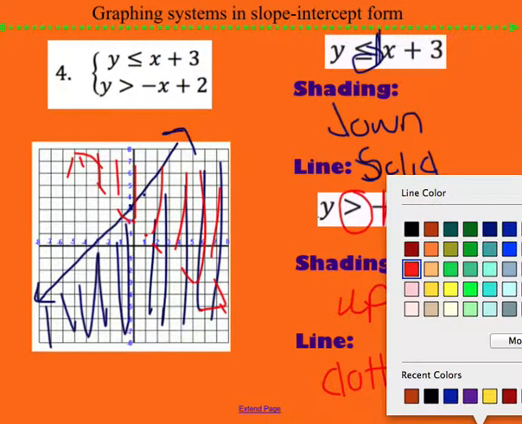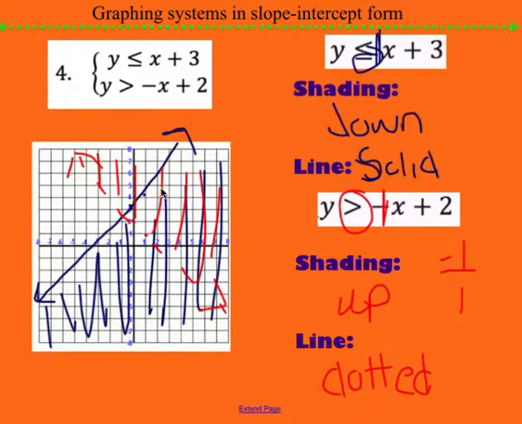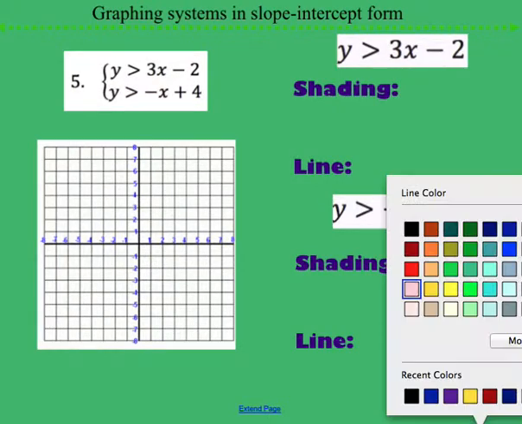So I see that my shading overlaps in this pink area right here. So you want to make it really obvious where your overlap is. So this right here is my overlap and my solution of shading. So everything in this corner right here is considered a solution to the inequality. Let's take a look at a couple more examples. So let's take a look at number 5.